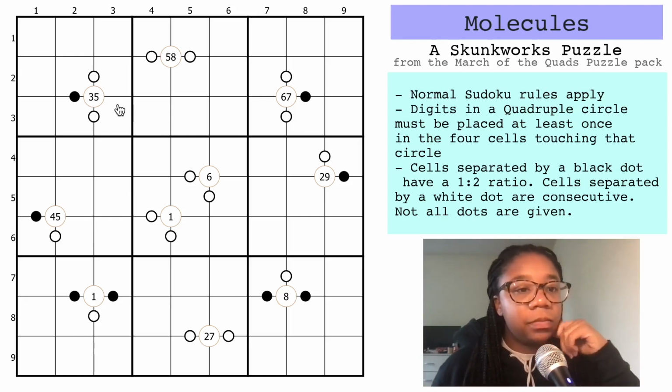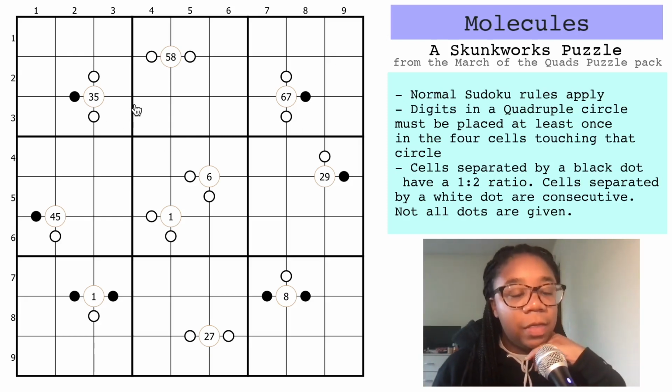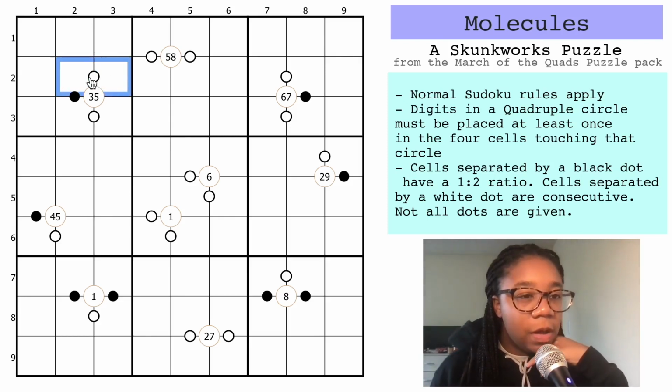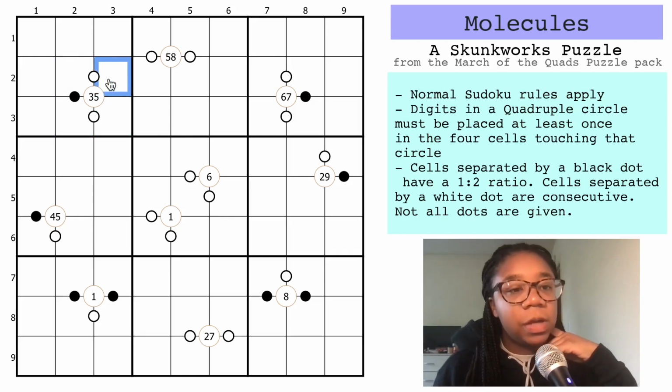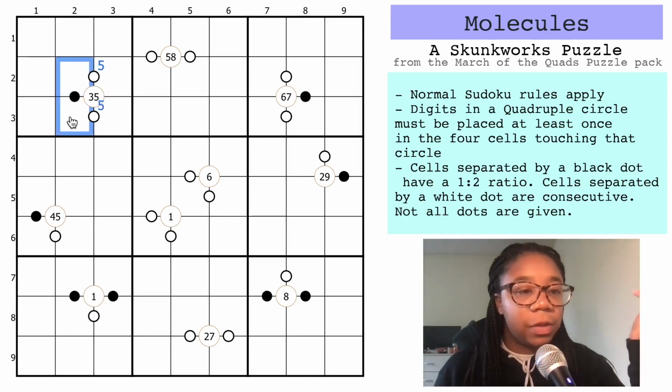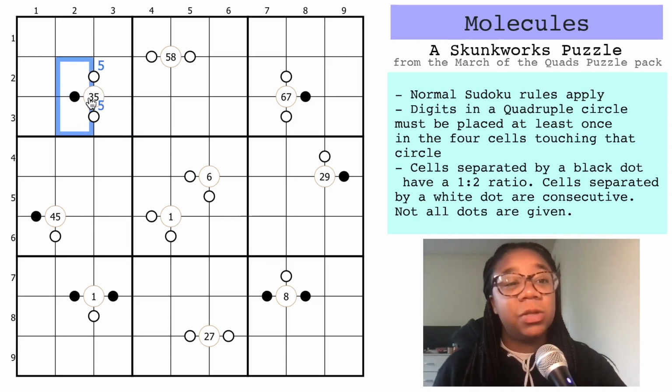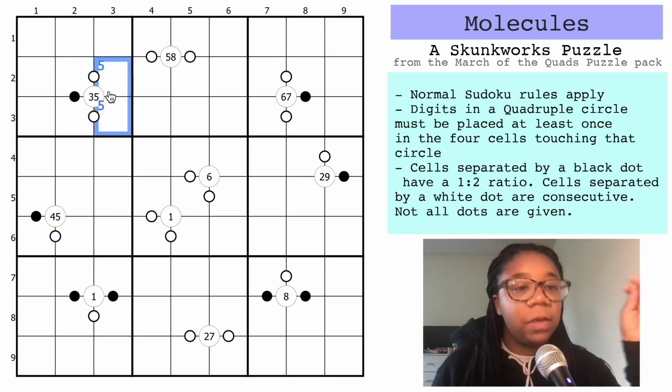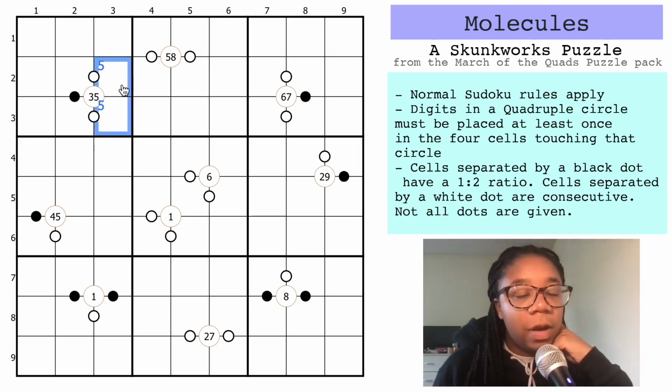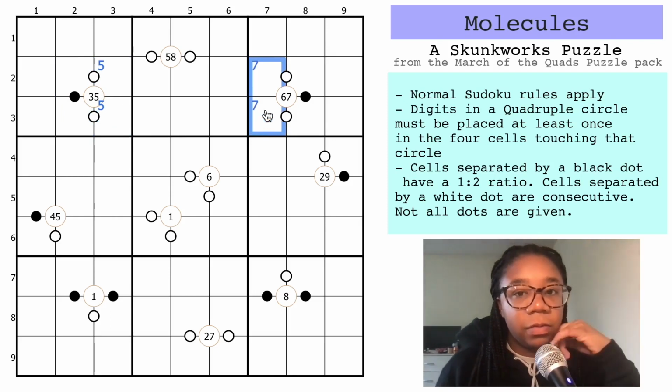All right, so I'm going to start off by marking up these quads. I know for certain that the 5 on this quad is going to have to be on this side, just because there's no Sudoku digit that's in a 2-to-1 ratio with 5, so 5 has to be on this side of the quad. And I think we have the same thing going on here with the 7s, so 7 right there.